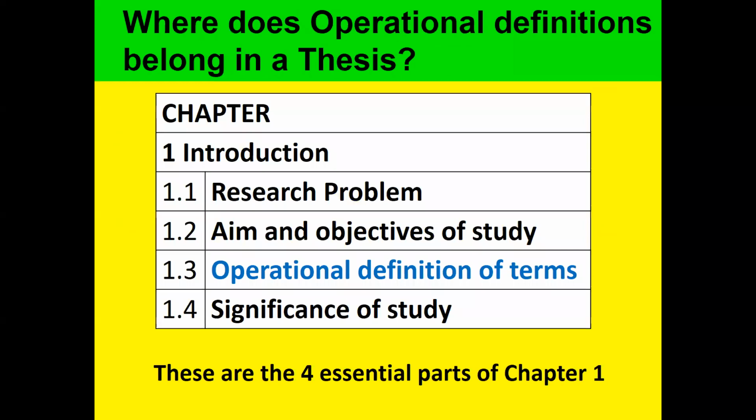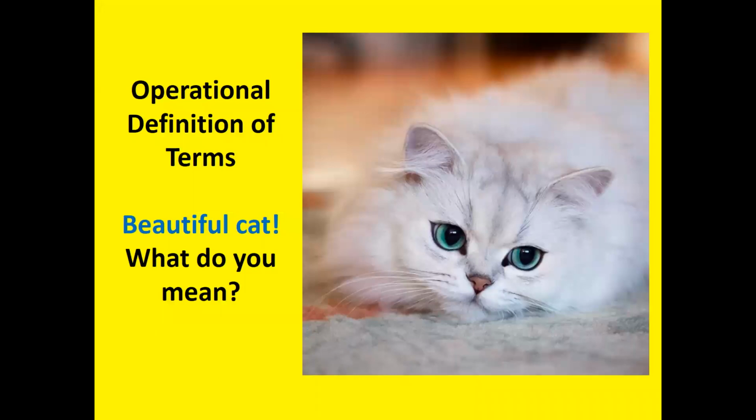So let me go into this. Chapter 1 of a thesis, the very first chapter, you have research problem, aims and objectives, and right after that we have operational definition of terms, followed by significance of the study. These are the 4 basic components of the chapter, and it's important to define the terms.